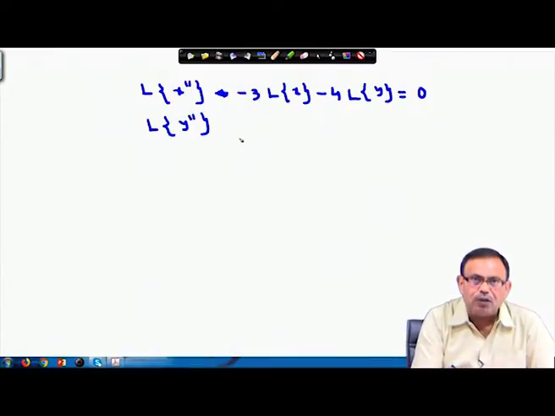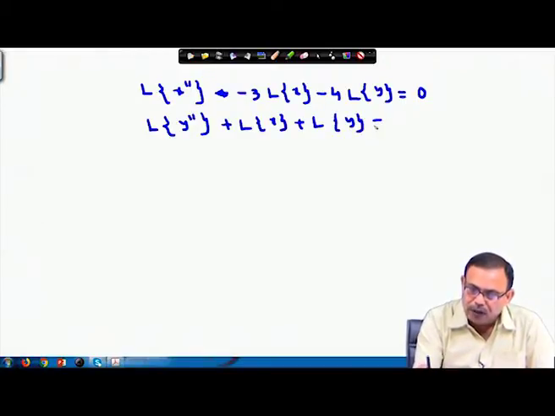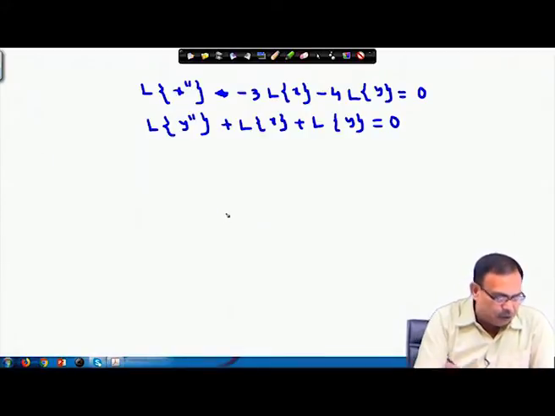So, for the second equation, if I take the Laplace transform on both sides, I will obtain Laplace transform of y double dash plus Laplace transform of x plus Laplace transform of y, this is equal to 0. So, basically instead of one equation, since now you have two simultaneous equations, you are applying Laplace transform on both sides of those two equations together.